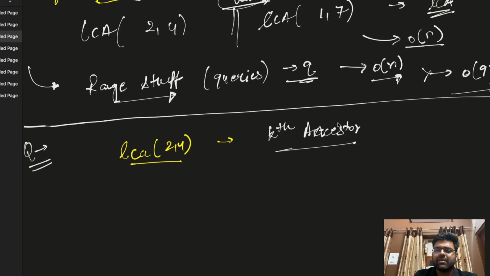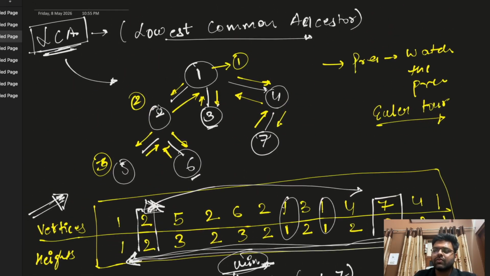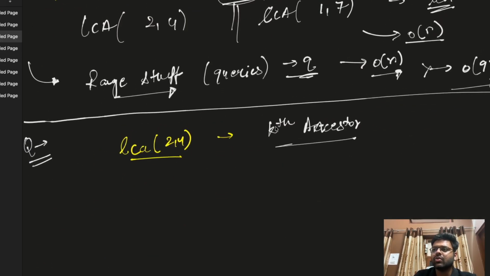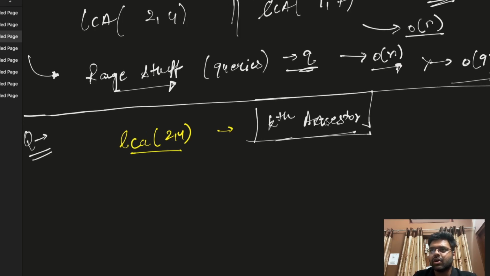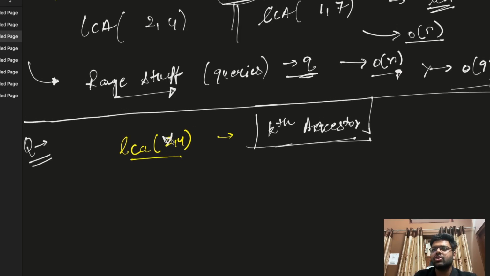Okay, so let me explain the kth ancestor. Here, if we want to find the ancestor for 2 and 4, 1 would be the first ancestor, right? If we talk about 5 and 6, 2 is their first ancestor and 1 is their second ancestor. In a similar fashion, you need to find the kth ancestor of two nodes u and v.